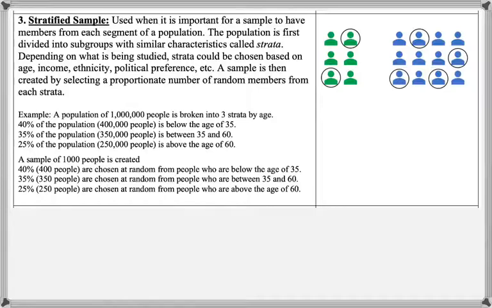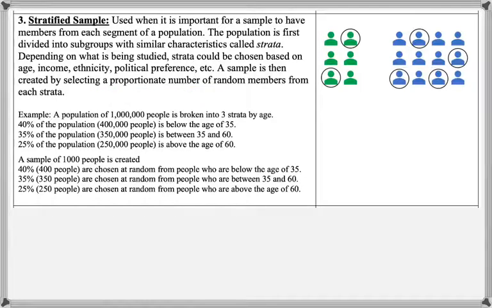So for example, we have a population of 1 million people, and we are going to break it into 3 strata by age. So 40% of the population, or 400,000 people, is below the age of 35. 35% of the population, or 350,000 people, is between 35 and 60. And 25% of the population, or 250,000 people, is above the age of 60. So when we create the sample, we want to make sure that the breakdown is proportionate to the population.